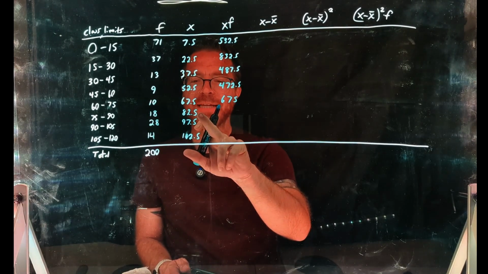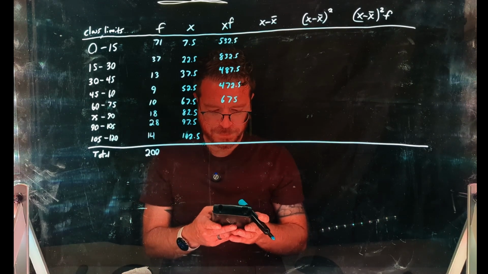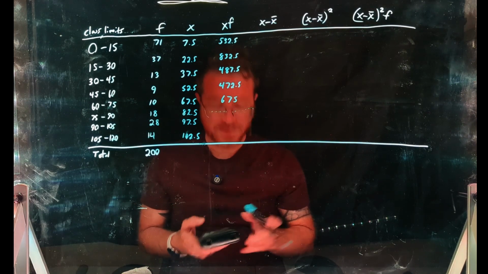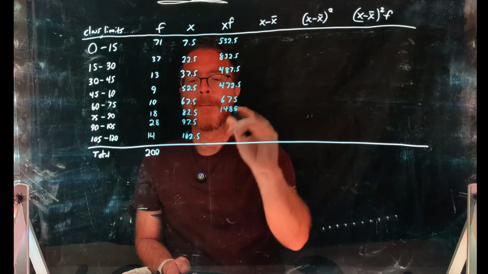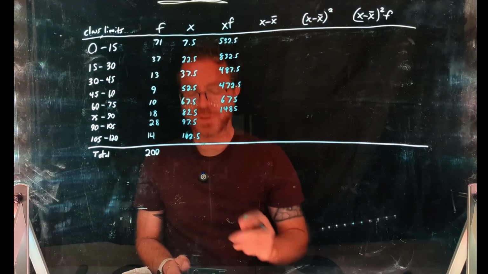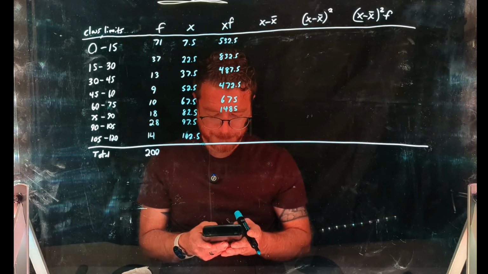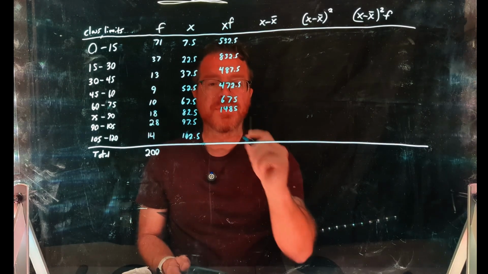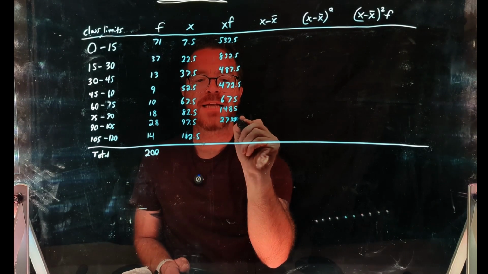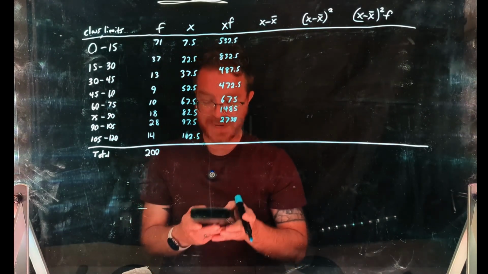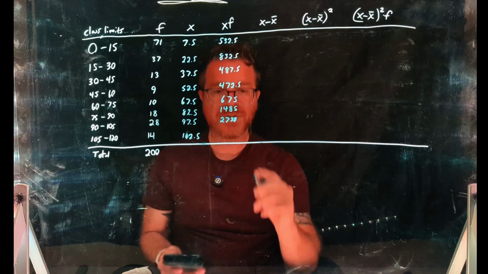We're going to take our midpoint 82.5, multiply that by 18. 1,485. Now we're going to take our midpoint 97.5, multiply that by 28. 2,730. And last one, we're going to take our midpoint of 112.5 times 14, which is going to give us 1,575.